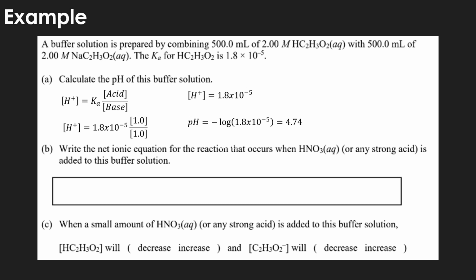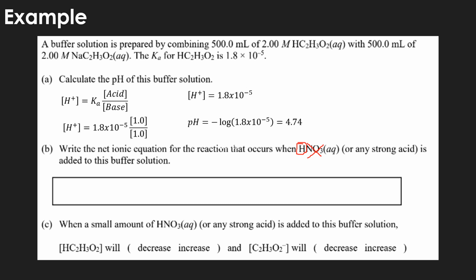Now, part B says to write the net ionic equation for the reaction that occurs when HNO3 or any strong acid is added to this buffer solution. So when you have a strong acid, something to remember is that the nitrate ion here is your spectator. That's not really what's reacting. It's that hydrogen ion that's really reacting.